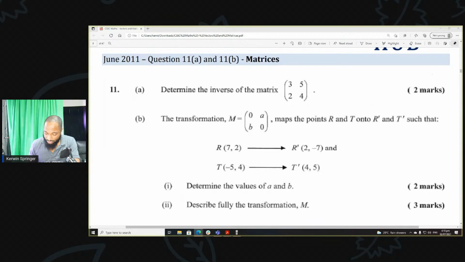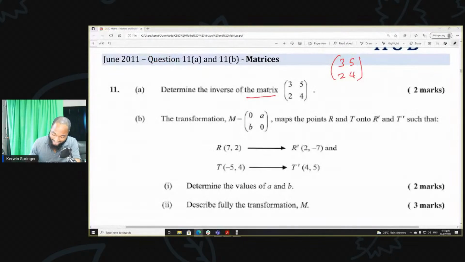Determine the inverse of the matrix (3, 5; 2, 4). You have to determine the inverse of that. So that's a straightforward thing. 3, 5, 2, 4. Wow, who made up this matrix? Why 2, 3, 4, 5? Determine the inverse of this. So let's call it N.